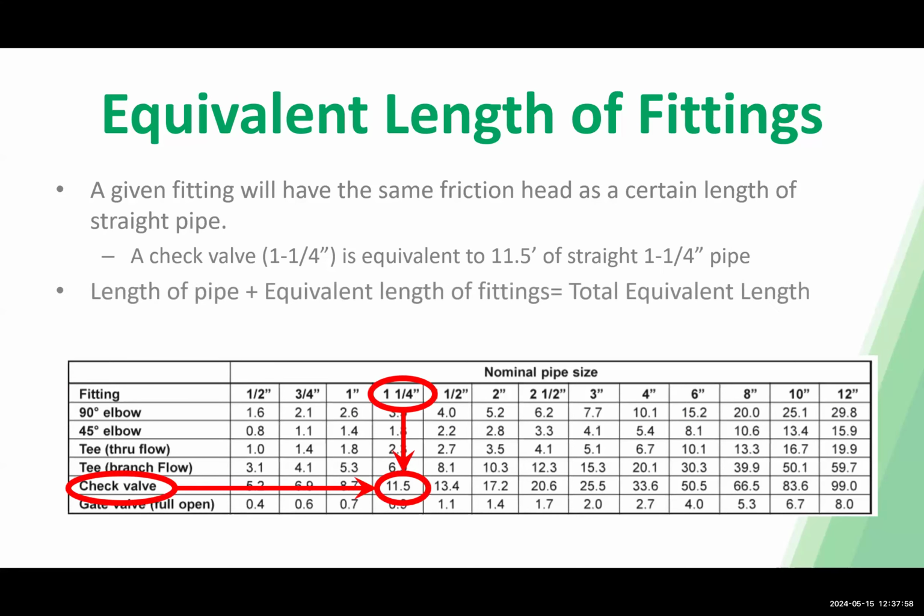Once you have all these values down for each fitting, you're going to take your total length of pipe and add that value to your equivalent length of fittings to get your total equivalent length, which is going to be used to determine the friction head in your system.